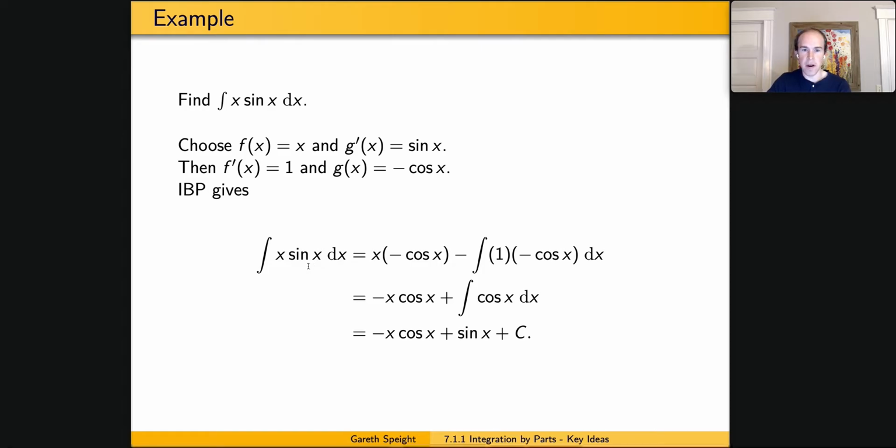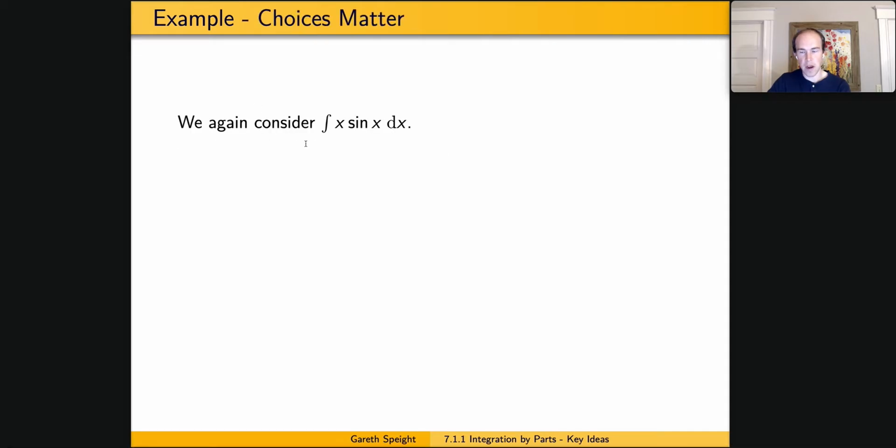Okay, but here this was dependent on the choice f of x equals x, g prime of x equals sine x. We were going to differentiate the x and integrate the sine x. Let's just see what would have happened if we'd done it the other way around, why it wouldn't have been helpful. So we have the same example. Let's suppose we make the opposite choice. So instead of differentiating x, let's integrate the x and let's differentiate the sine x.